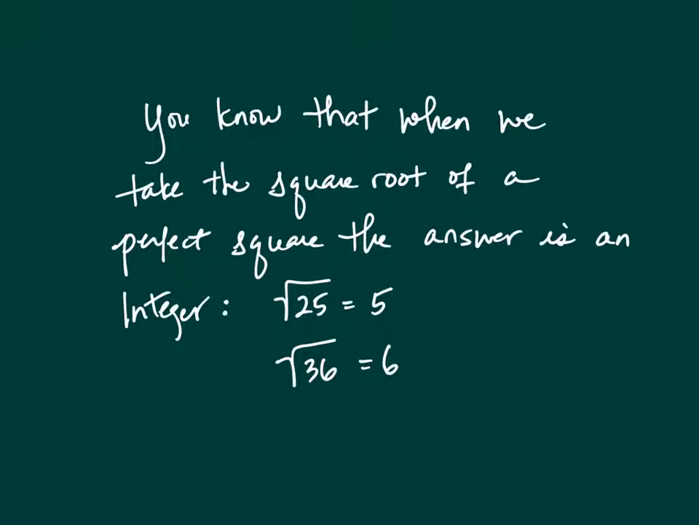So today we're going to talk about what you do when the number underneath the square root symbol is not a perfect square. Okay, so we know that when we take the square root of a perfect square, the answer is an integer. We know that the square root of 25 is 5, square root of 36 is 6.